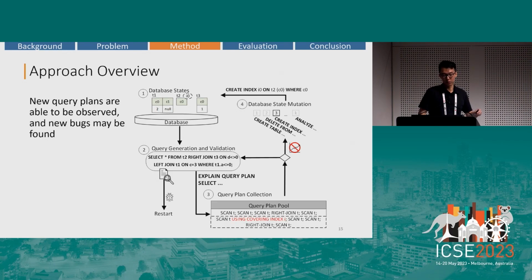So in overview, we change the state to add a new index, and we find a new query plan for the same query, and we are likely to find new bugs.